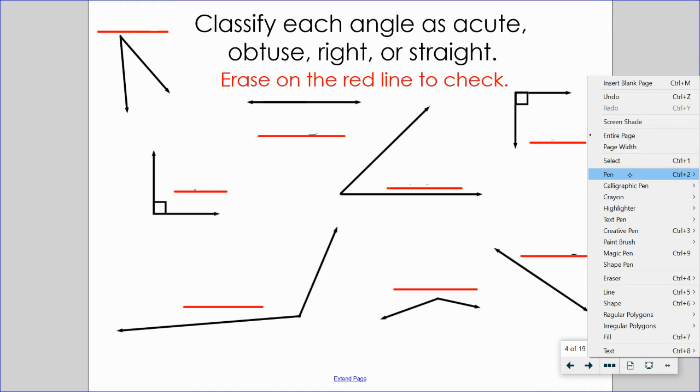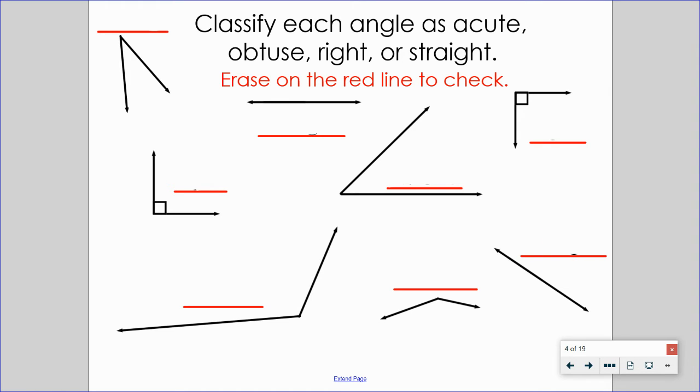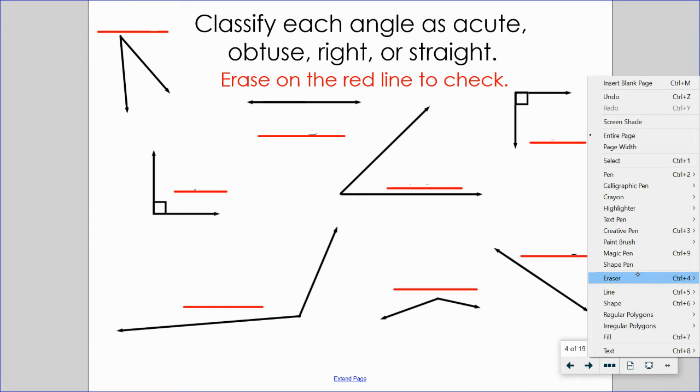Can I ask you, please, if you'd be so kind, to go ahead and pause the video, classify each angle as acute, obtuse, right, straight. Come on back when you are ready.